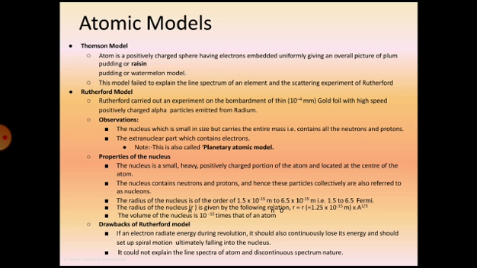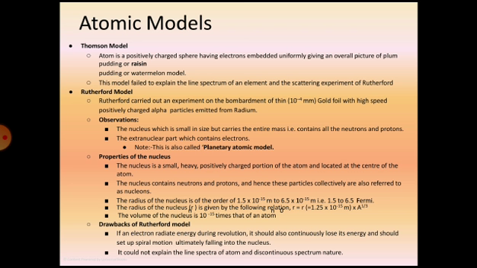What did the Rutherford model say? Rutherford carried out an experiment on the bombardment of a thin gold foil with high speed positively charged alpha particles emitted from radium. So from the Rutherford model we found that there is a nucleus at the center of the atom, and the mass of the atom is concentrated in the nucleus, right? So those were the observations we got through the Rutherford model. And we also have the drawbacks of the Rutherford model.